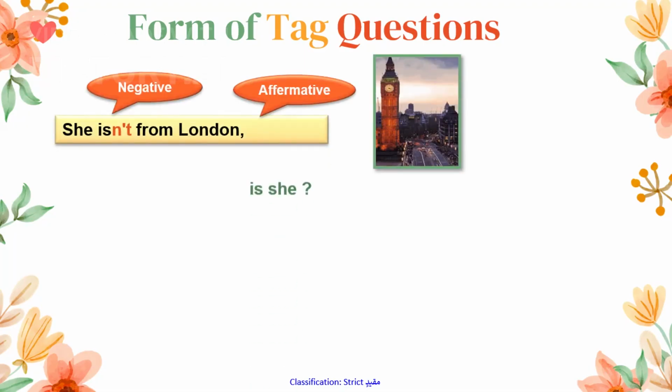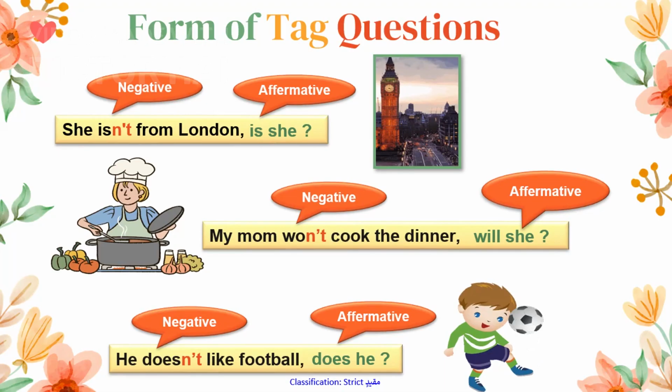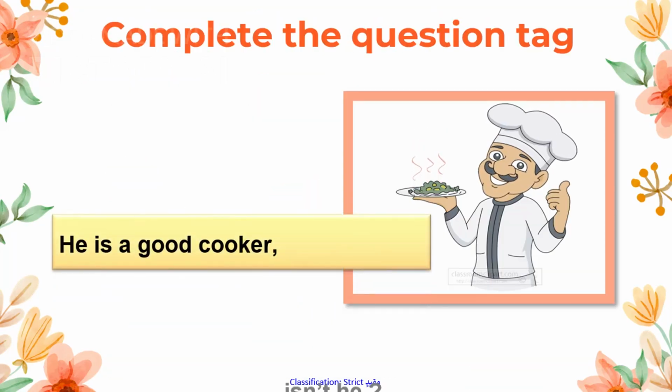Negative tag questions flip the structure, allowing us to confirm negative statements. This form is useful for ensuring understanding and agreement in conversations. Completing tag questions involves matching the statement with the correct tag. This exercise helps us practice forming questions that seek confirmation or agreement.